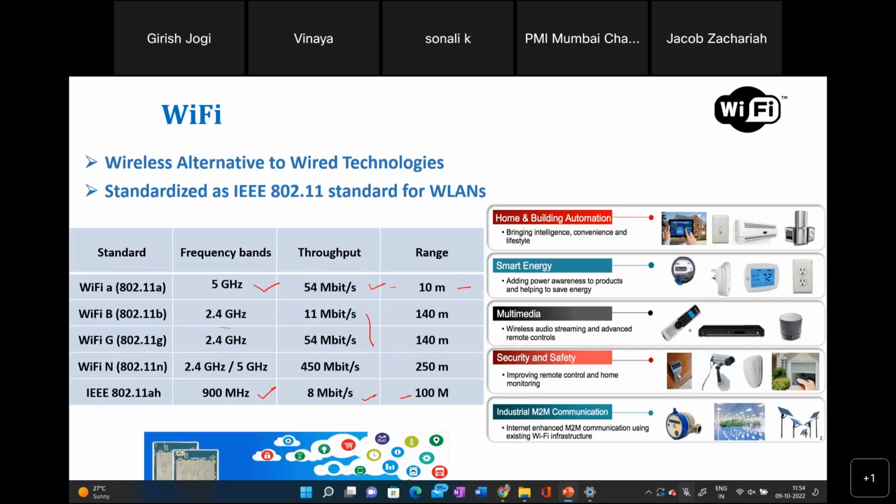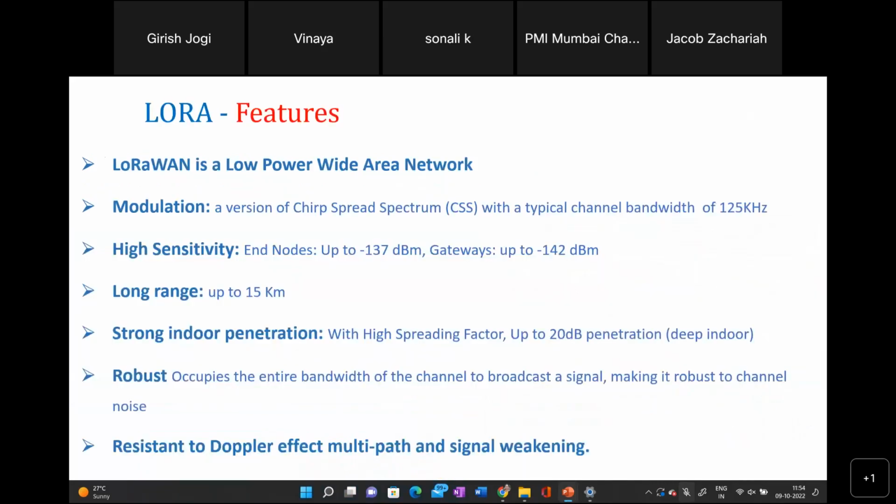So if I have a multimedia application wherein my requirement is higher throughput, I can select a technology which will give me a higher data rate. If my application needs longer range, depending on the highest range requirement, I can go for 900 megahertz. So I can select a technology depending on my application area.